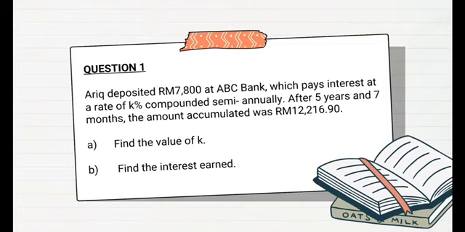The question is: Arik deposits 7,800 at ABC Bank, which pays interest at a rate of K, compounded semi-annually. After 5 years and 7 months, the amount accumulated was 12,216.90. A. Find the value of K. B. Find the interest earned.